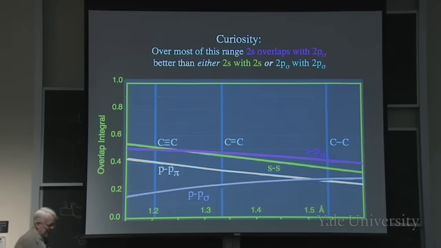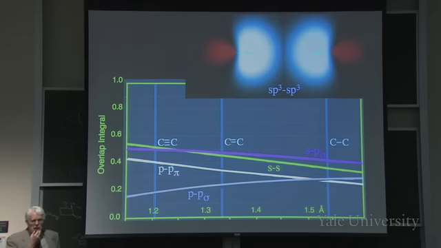Now, there's a curiosity here. Over most of this range, more than half of the range, 2s overlaps with 2p sigma better than either 2s with 2s or 2p sigma with 2p sigma. That just seems curious to me. You'd think that one of them would have a shape that gives better overlap, right? So 2 of those together would do the best job. But it's not that way. It's that an S with a P is the best over most of this range. I just think that's curious, and it has an important implication, which you'll see right now. What if we use hybrid orbitals that are partly s and partly p?